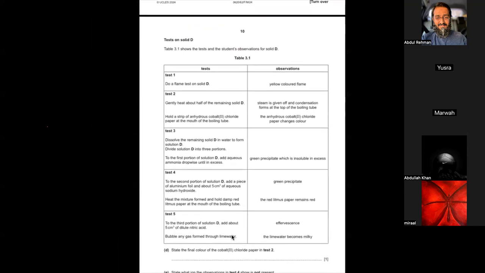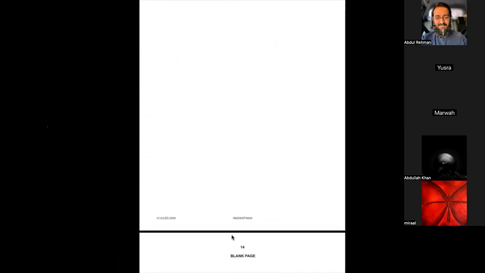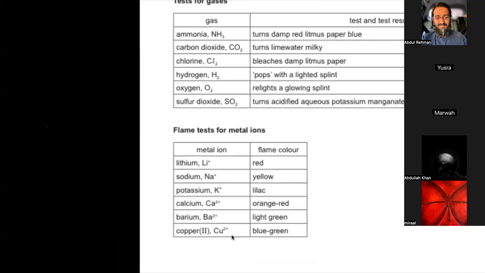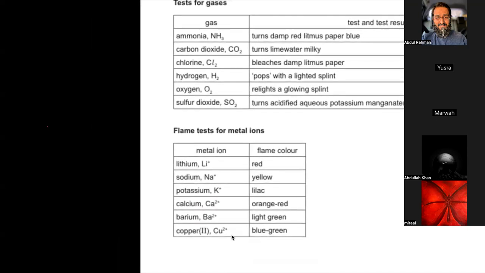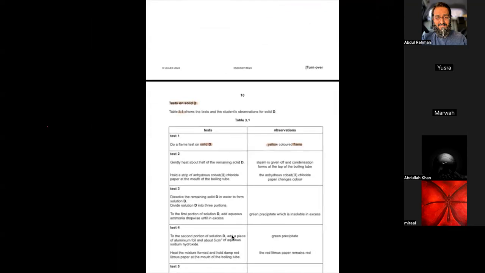Now, test on solution B. Table 3.1 shows the test and the student's observation. Do a flame test on solid D: yellow colored flame. So if you are getting the yellow colored flame, it is hinting that it might contain sodium ion in it, right? So from this, what I have concluded is that there might be a sodium ion.